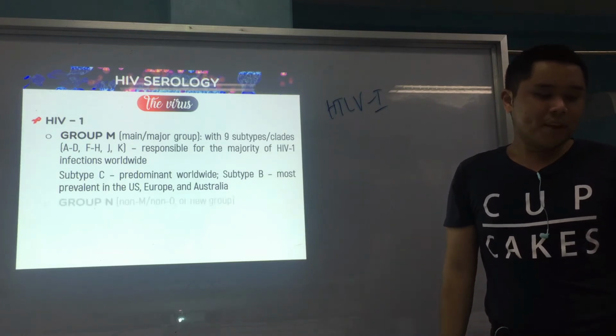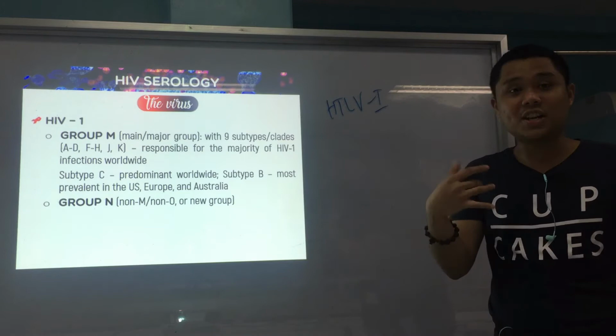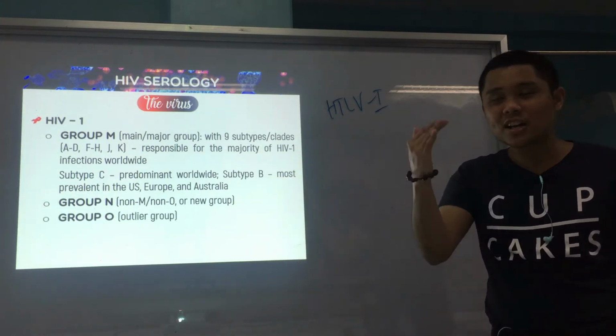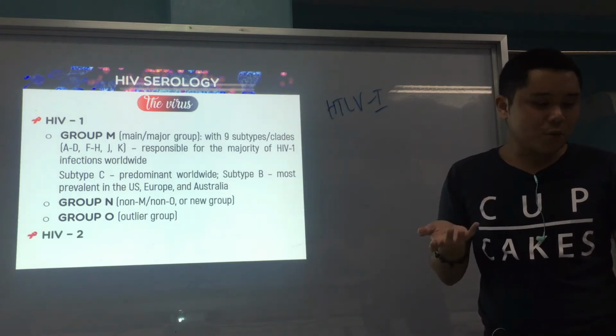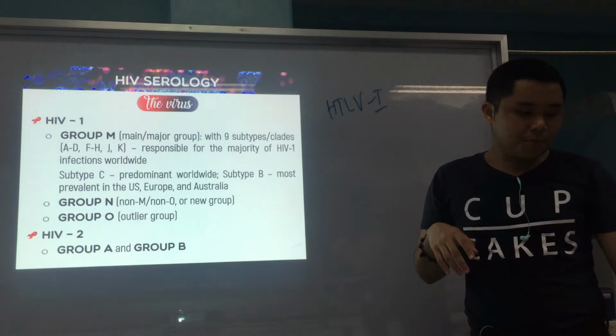Group N, another group of HIV1, is the non-M or non-O, or it's a new group. And you also have a group O, which is your outlier group. So, actually different groups. And HIV2, it has 2 groups. You have group A and group B.